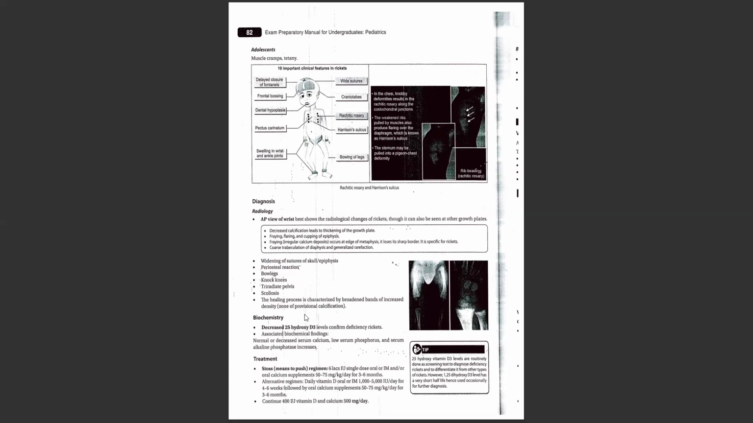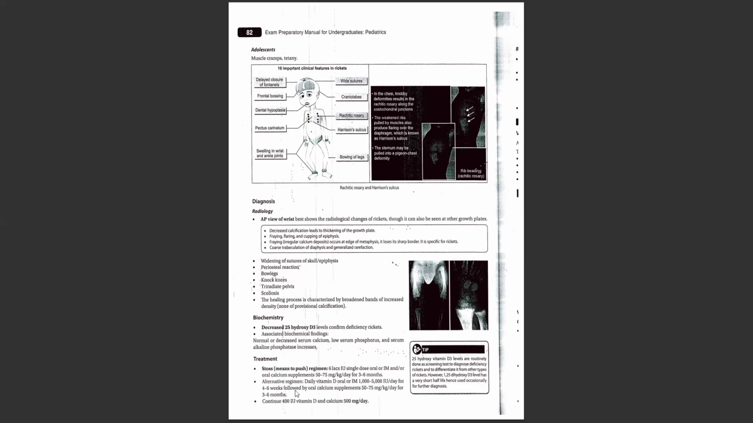Then we have the biochemistry. In the biochemistry, there will be a decreased 25 hydroxy D3 level, which confirms deficiency rickets, and associated biochemical findings are normal or decreased serum calcium, low serum phosphorus, and increased serum alkaline phosphatase. So these are the biochemical values suggestive of rickets, and these are the radiological factors. So radiologically and biochemically, we can confirm the diagnosis of rickets.